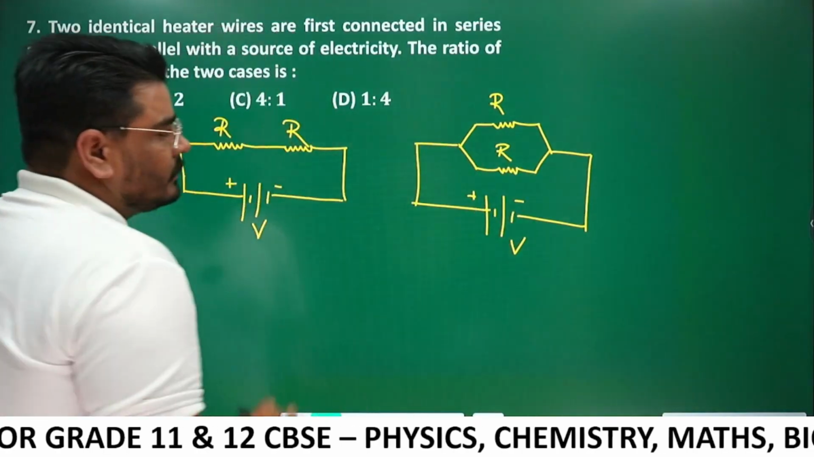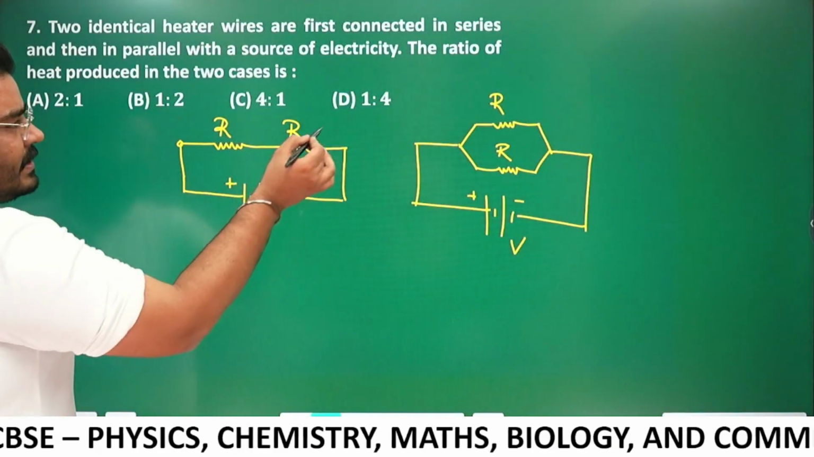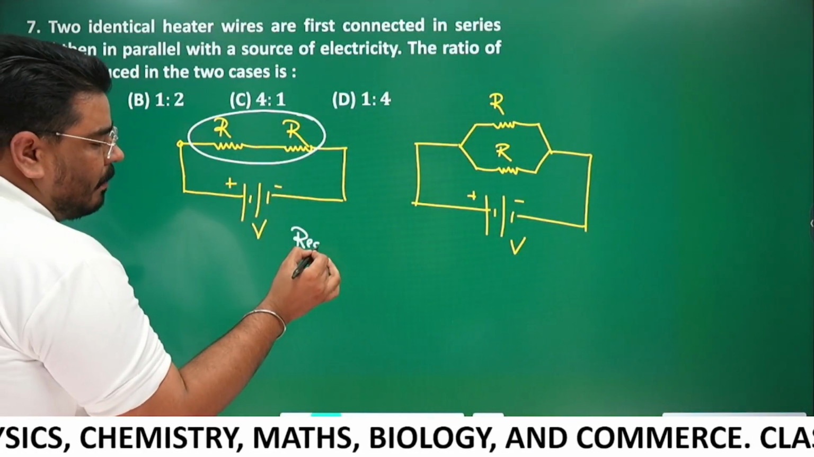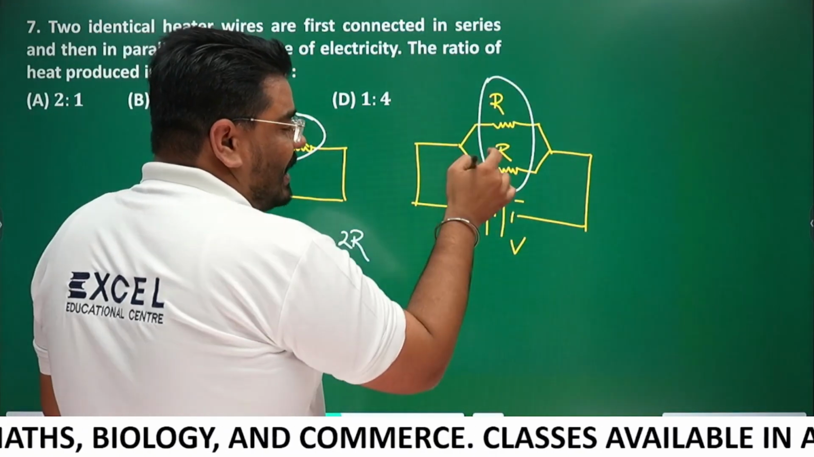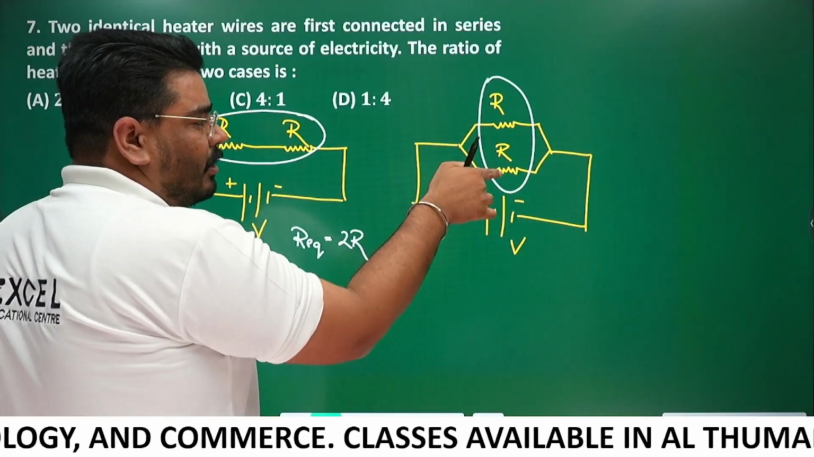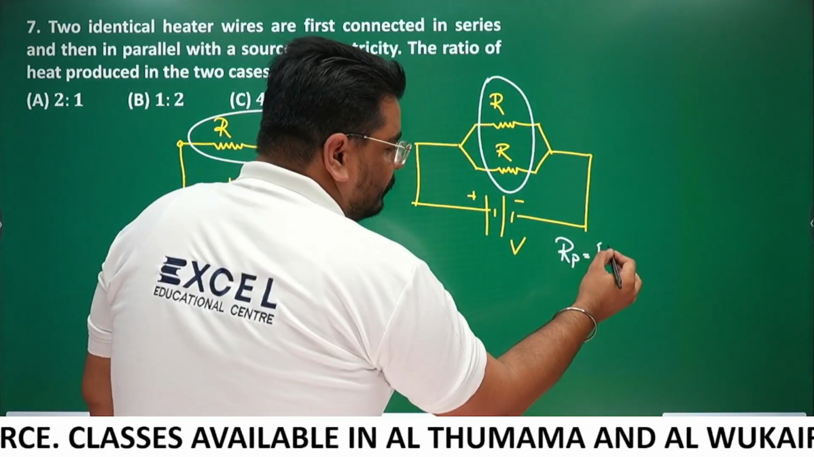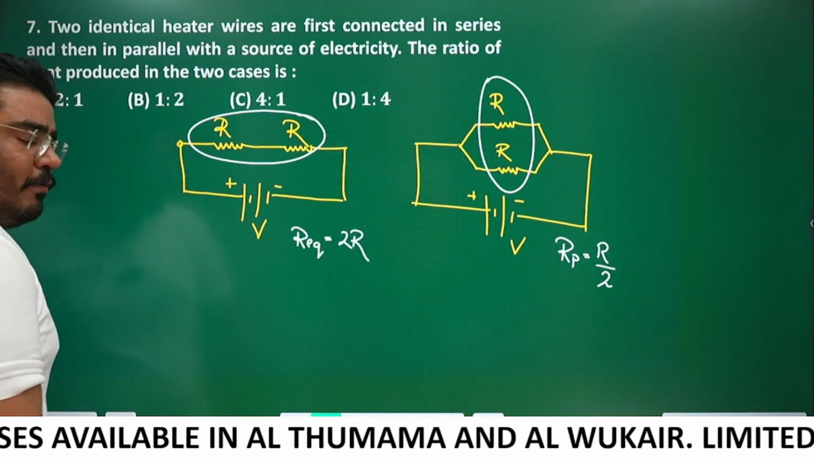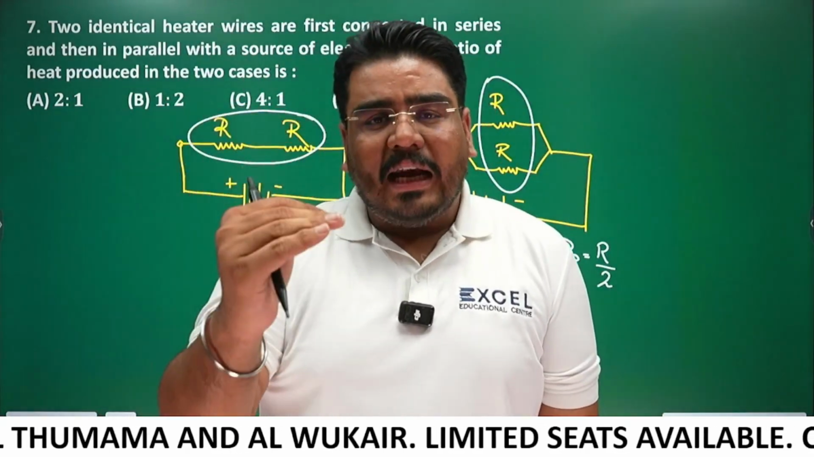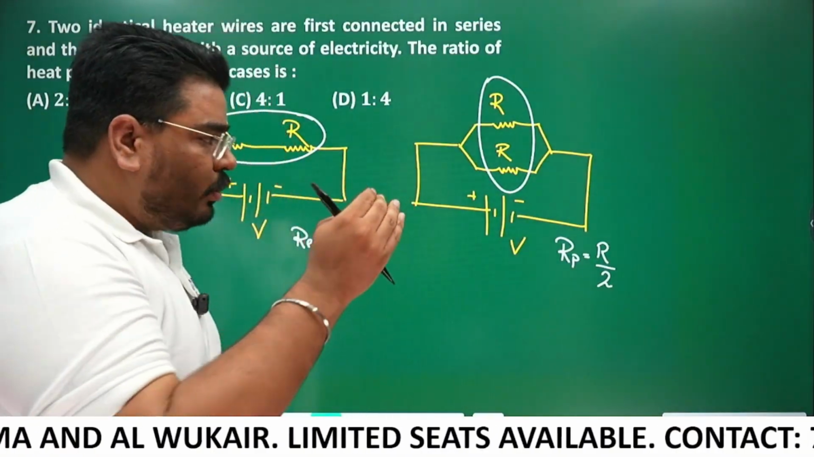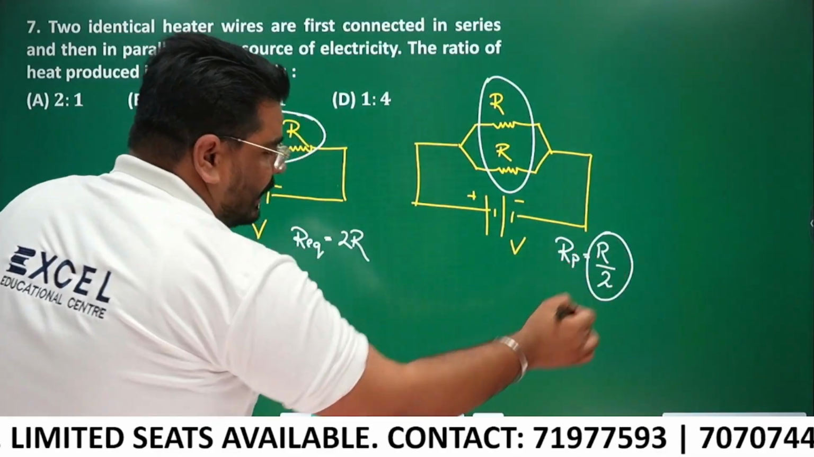If they are connecting them in parallel across the same source of electricity, so R and R in parallel. Without looking left or right, my dear students, we should remember, series: R equivalent will be 2R. Parallel? Identical resistors, when connected in parallel, just divide by the number. So R parallel will be R by 2. If you want to use the formula 1 by R plus 1 by R, you will get 2 by R equal to 1 by RP. RP will be equal to R by 2. I hope you guys are flowing well with this direct result.